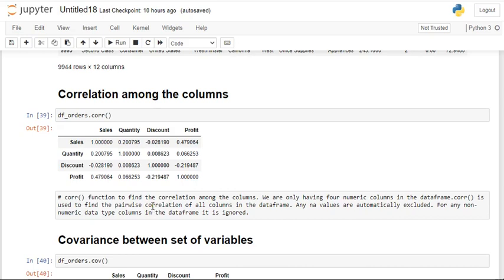Next, correlation among the columns. What is the relationship between the columns? How are they correlated with respect to each other? This is what we are going to establish here by using the function orders.corr. By calling this function, the data is established, and here we can see the correlation between two different variables.